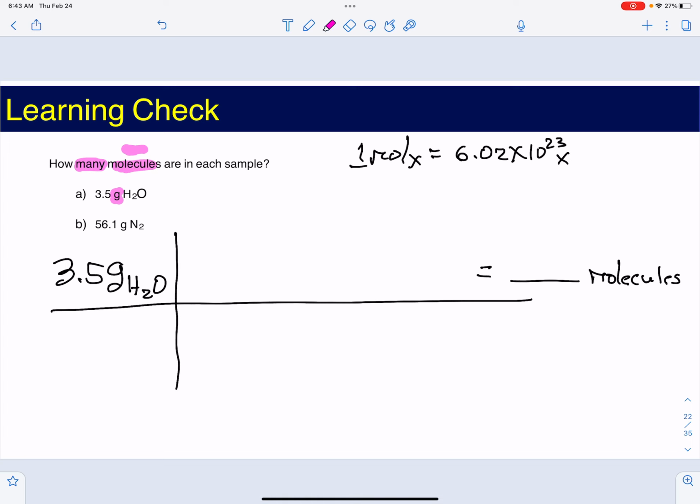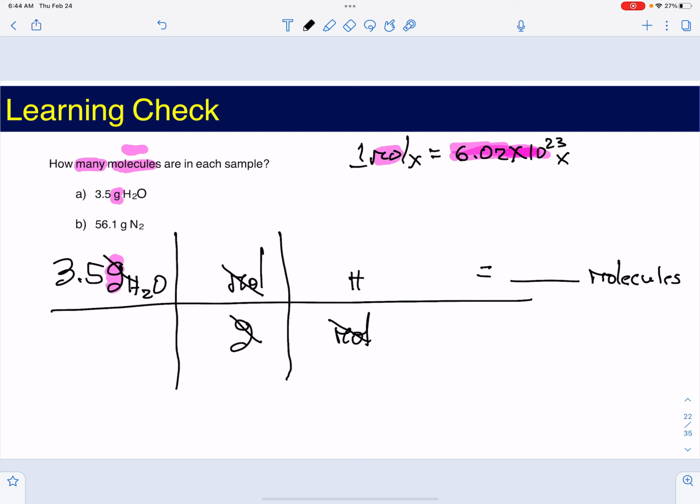If you notice, the number of whatever you're talking about only relates to the moles. So we're not given moles here, we're given grams, so we don't care about the grams because we need to find the moles, right? But once I find the moles, that's not what I care for because I'm looking for the number of molecules. So how do I do that?